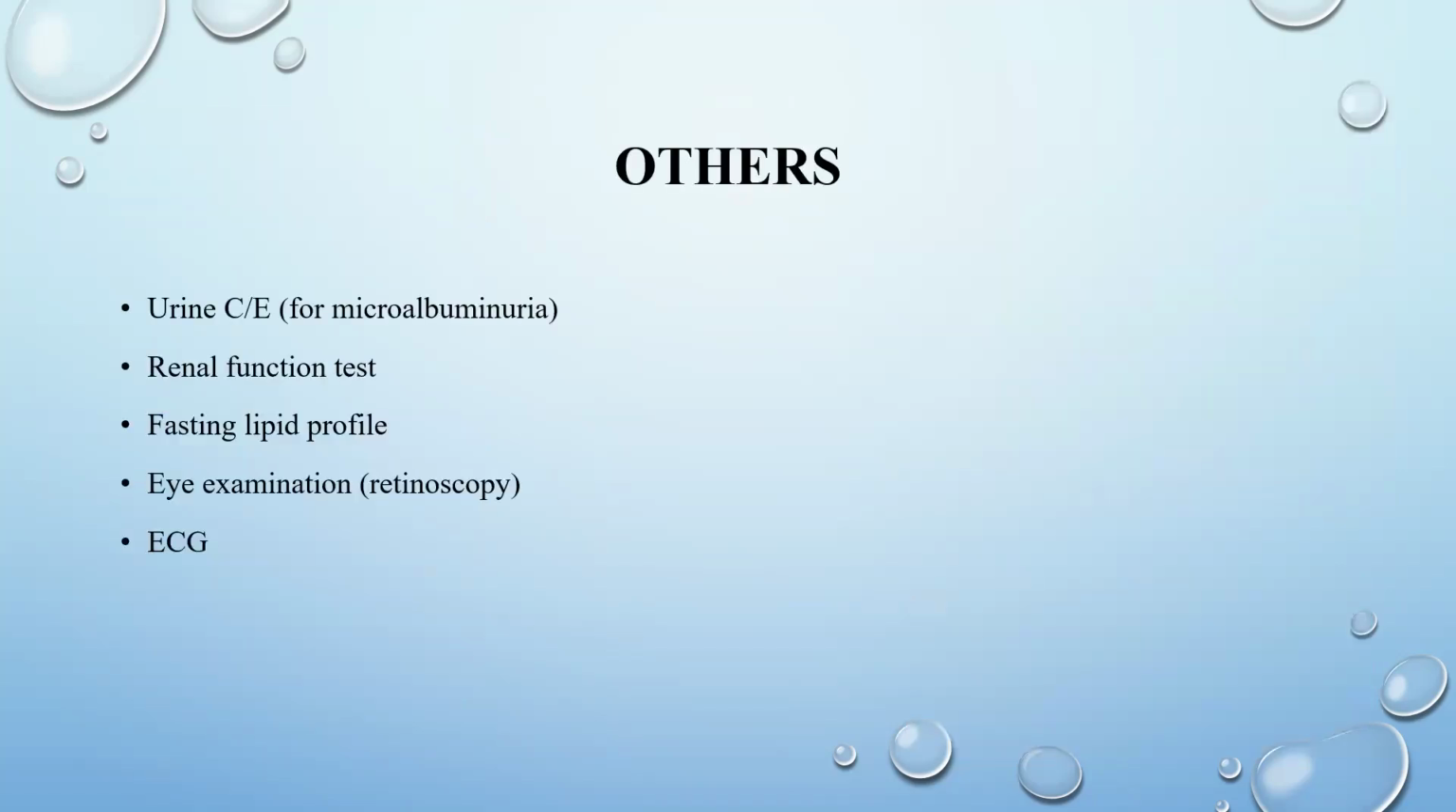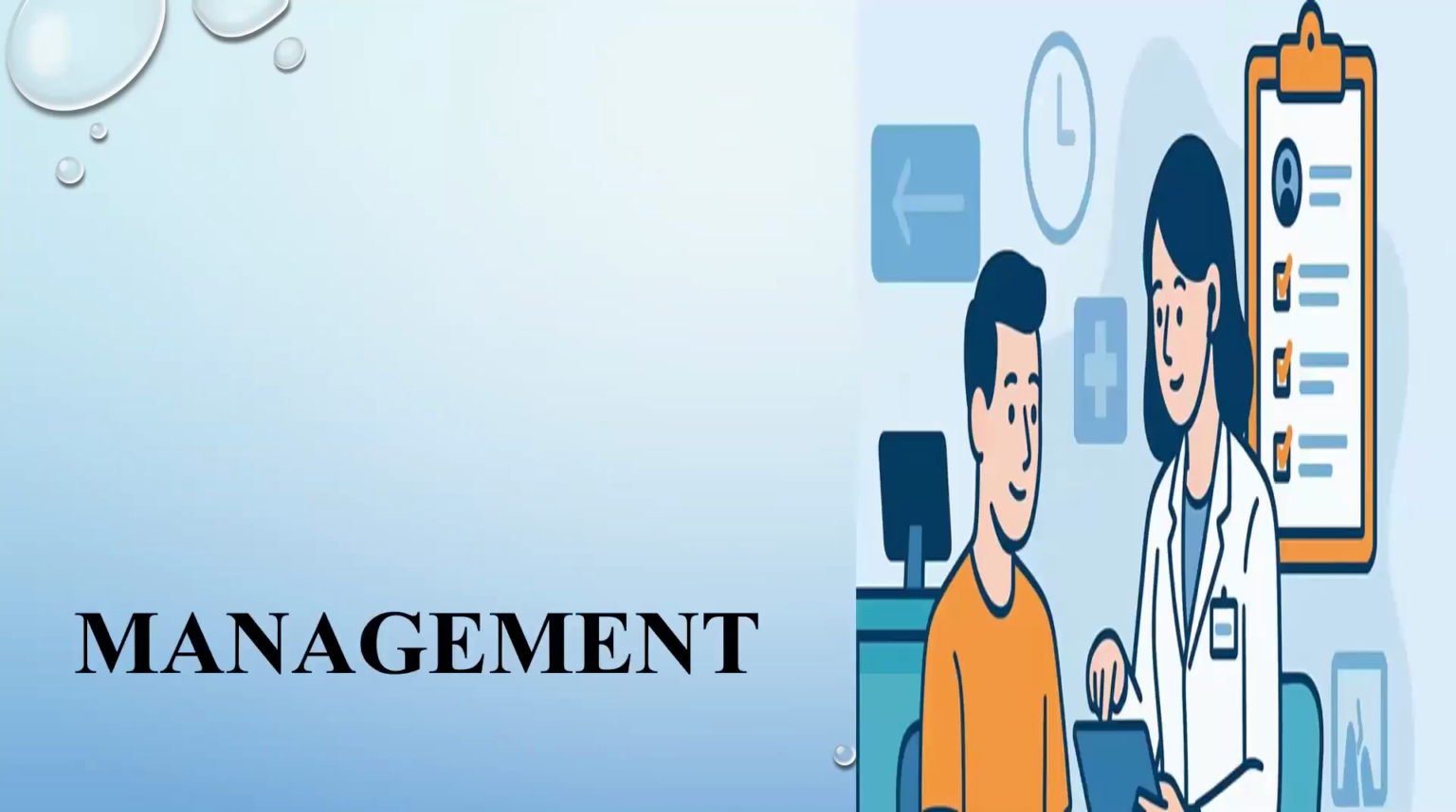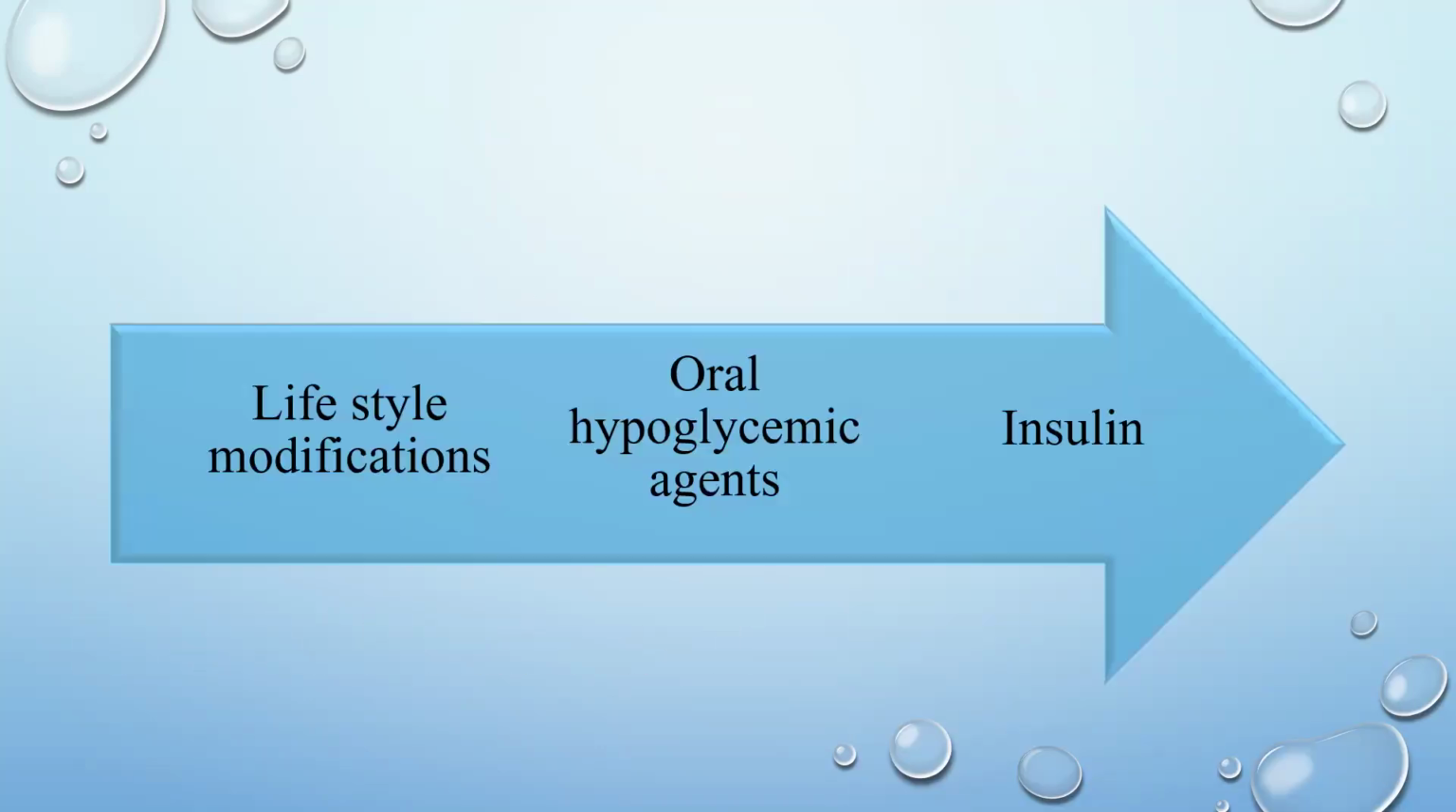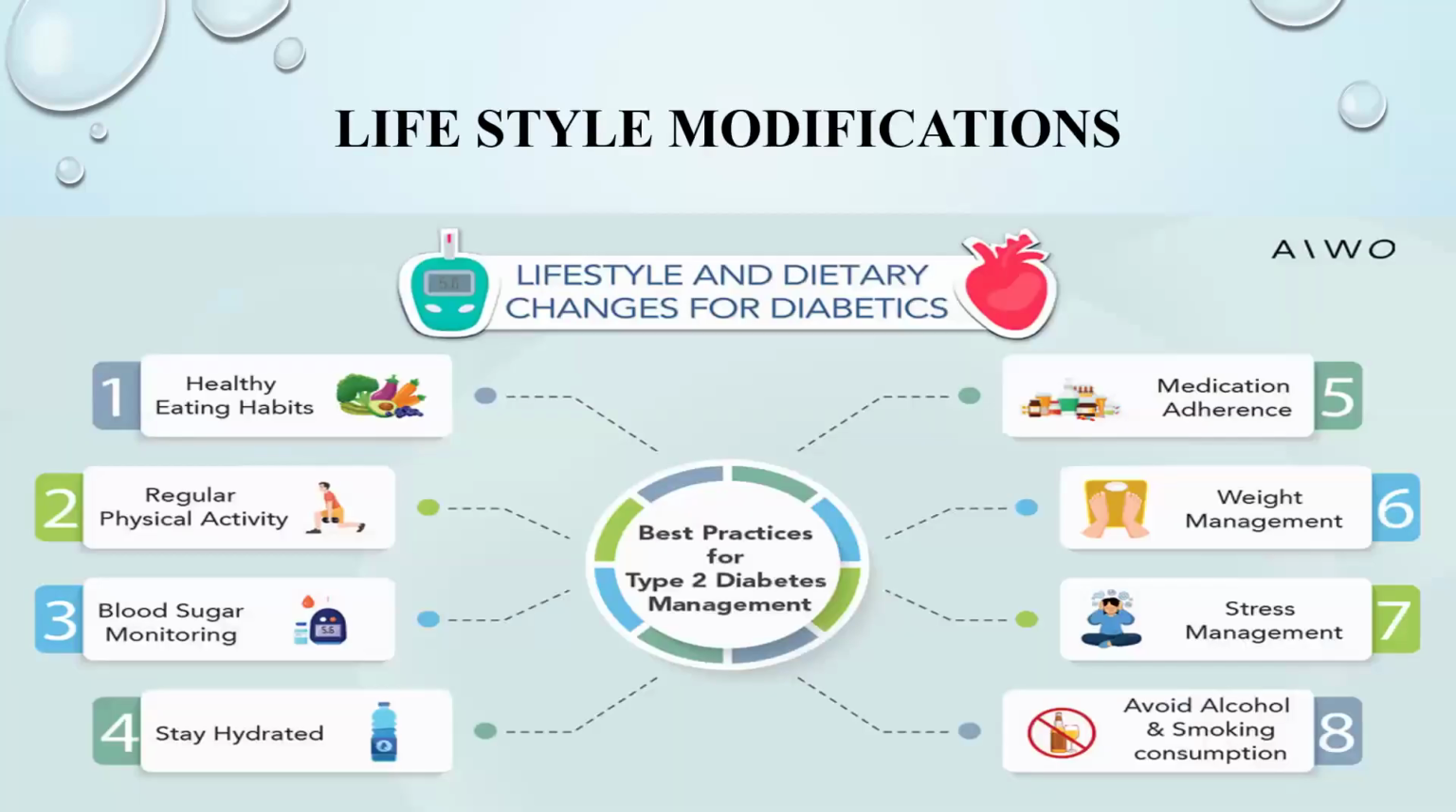The other tests which are routinely performed in diabetes are urine complete examination, renal function test, fasting lipid profile, eye examination, that is retinoscopy, and echocardiography. The management of diabetes revolves around lifestyle modification, oral hypoglycemic agents, and insulin. The lifestyle modification includes lifestyle and dietary change of habits. The patients are asked to have healthy eating habits, regular physical activity, and blood sugar monitoring.